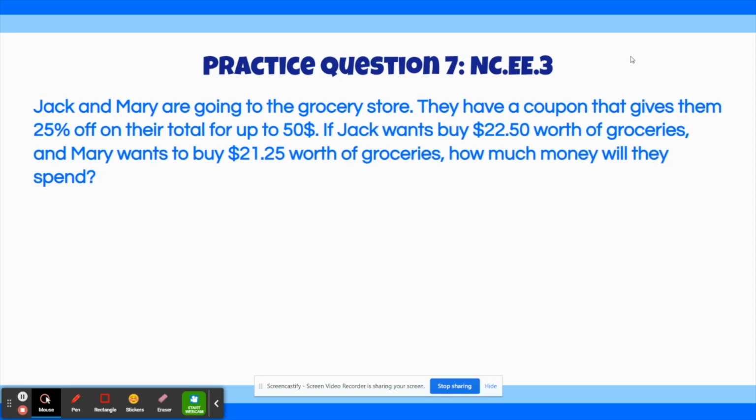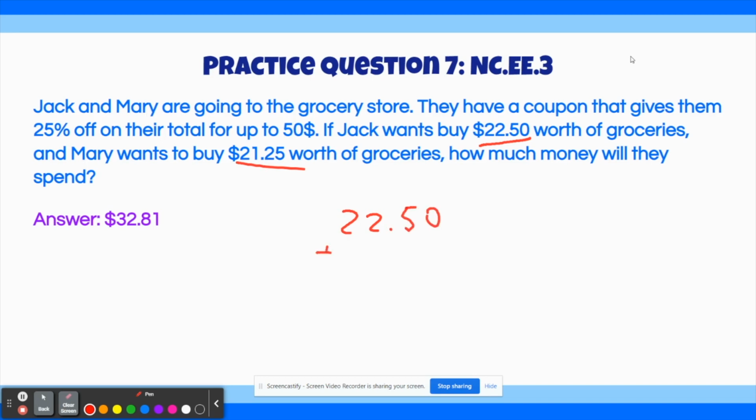Okay, the correct answer to this question is $32.81. So I'm going to start off by adding how much Jack wants to spend to how much Mary wants to spend. That'd be 22.50 plus 21.25. So 0 plus 5 is 5, 5 plus 2 is 7, and 3, and we get $43.75. So that's going to be our total.